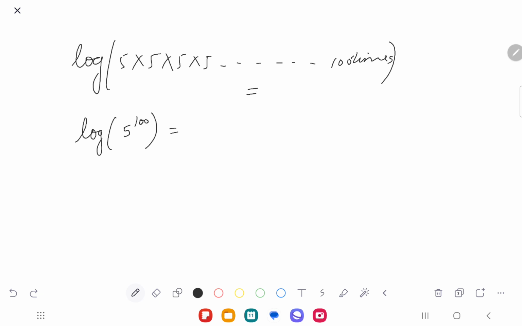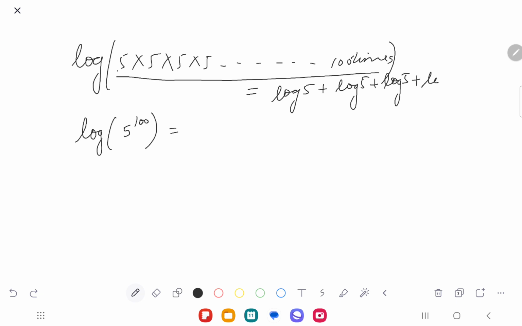And if we have this identity, we know that log of a multiplication shall give me log 5 plus log 5 plus log 5 and so on, up till 100 times. So when I add the same thing 100 times, don't you think that shall be written down as 100 log 5? You understand my point?